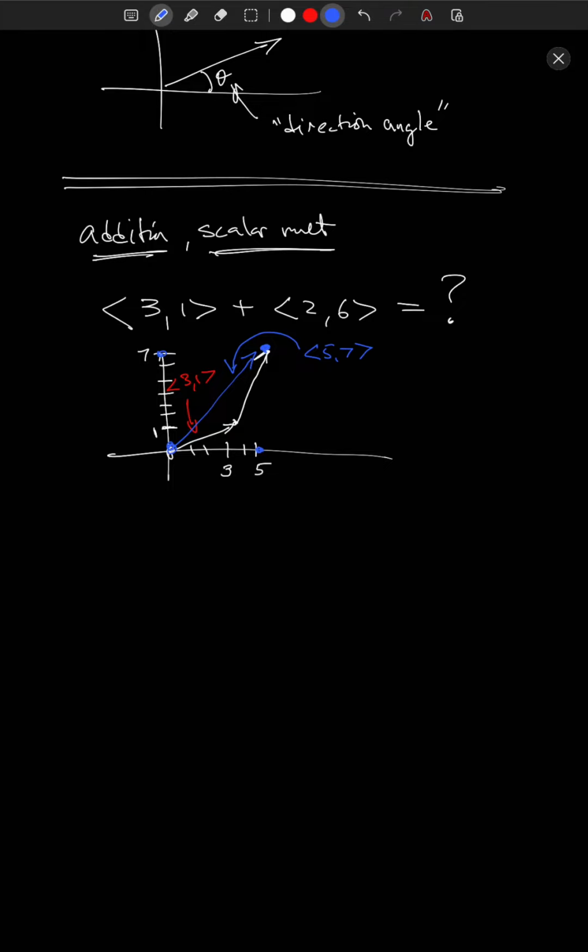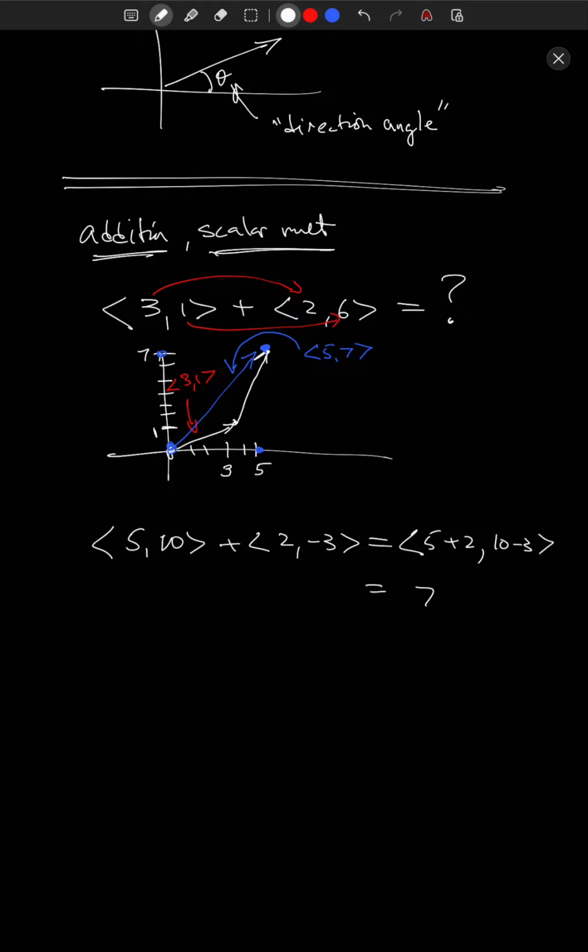And what's (5, 7)? Well, if you look at this (3, 1) and (2, 6), it's the 3 plus the 2, and then the 1 plus the 6. So as it turns out, adding vectors is really, really simple. (5, 10) plus (2, -3) is going to be 5 plus 2, 10 minus 3. So that's going to be (7, 7). And again, up here, this was equal to (5, 7).